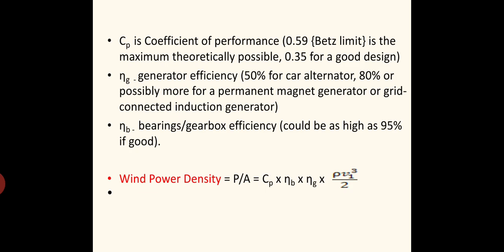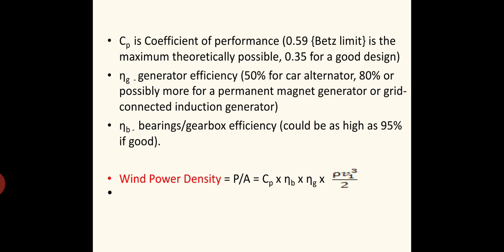Anyway, eta G is the generator efficiency, usually 50% for car alternators and 80% possibly more for a permanent magnet generator or grid connected induction generator. So these are the two efficiencies that we will usually take for calculation purposes. Eta B is the bearing and gearbox efficiency, could be as high as 95% if it is good.